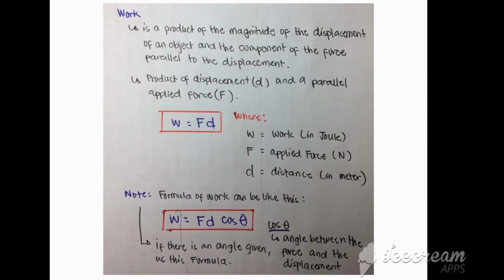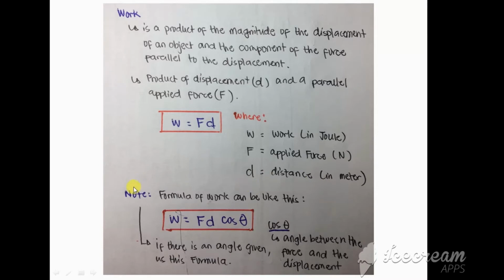Let's move on to work. Work is a product of the magnitude of the displacement of an object and the component of the force parallel to the displacement. So, product of displacement and the parallel applied force. Now the formula for work is this one. Work is equal to force times the distance. And work is in joules, and the applied force, of course, in Newton, and the distance in meter.